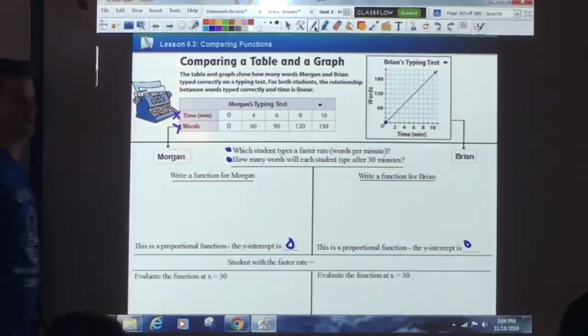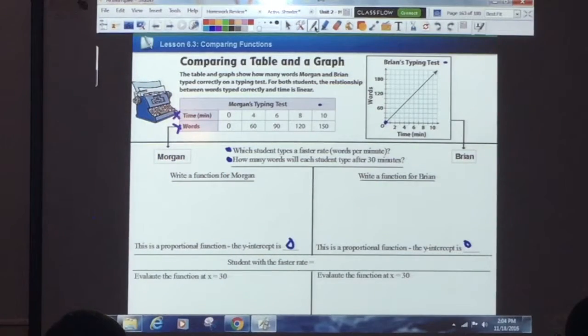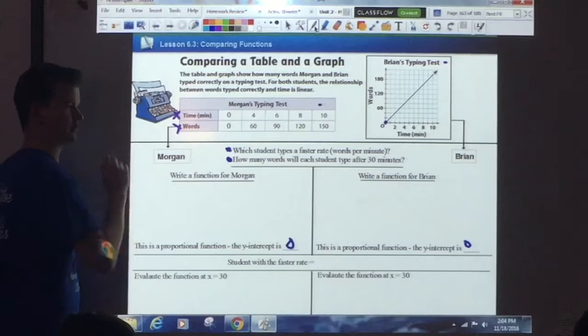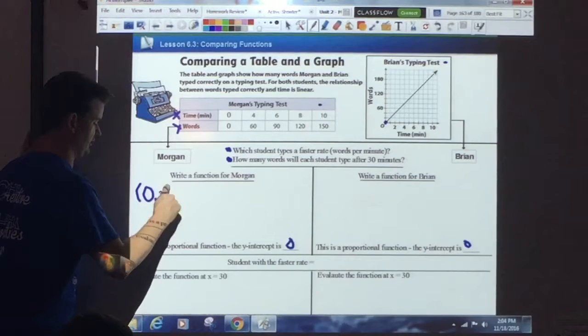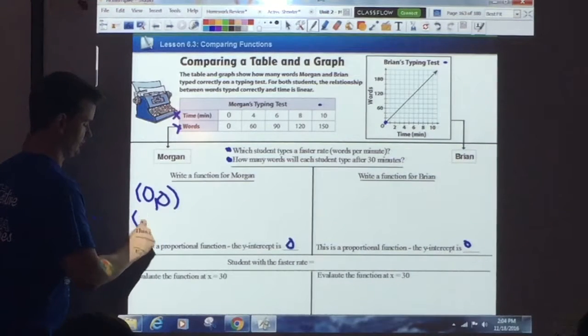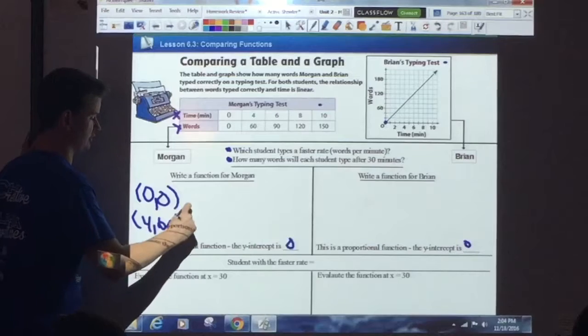So for the table, I'll pick two coordinate pairs. Ms. Williams, give me two coordinate pairs for the table, so I can find the slope. 0, 0, always use zeros if you can, and what else? 4, 60. So tell me, what goes in your slope formula?